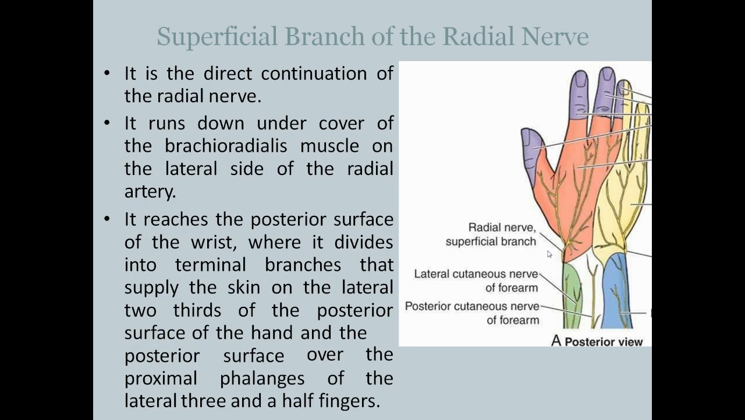Now we will see the innervation by the superficial branch of the radial nerve. It is the direct continuation of the radial nerve. It runs down under cover of the brachioradialis muscle on the lateral side of the radial artery. Then it reaches the posterior surface of the wrist where it divides into terminal branches that supply the skin on the lateral two-thirds of the posterior surface of the hand and the posterior surface over the proximal phalanges of the lateral 3.5 fingers.